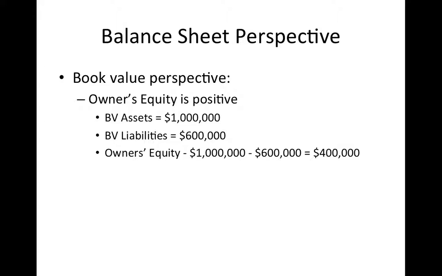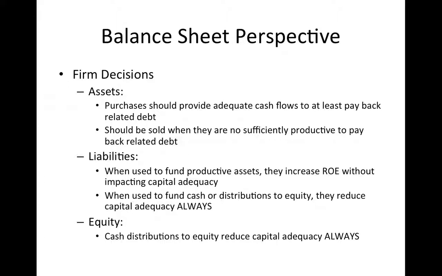The other perspective, very simply, would be the book value perspective that we already looked at. And so, again, you would just read the asset amount, you would read the liability amount, and whatever the difference is, that's how much the owner's equity is. And so, again, we already gave that example. So thinking about that balance sheet perspective for just a little bit, let's think about the kinds of decisions a firm might take that could put it into some sort of capital adequacy situation.